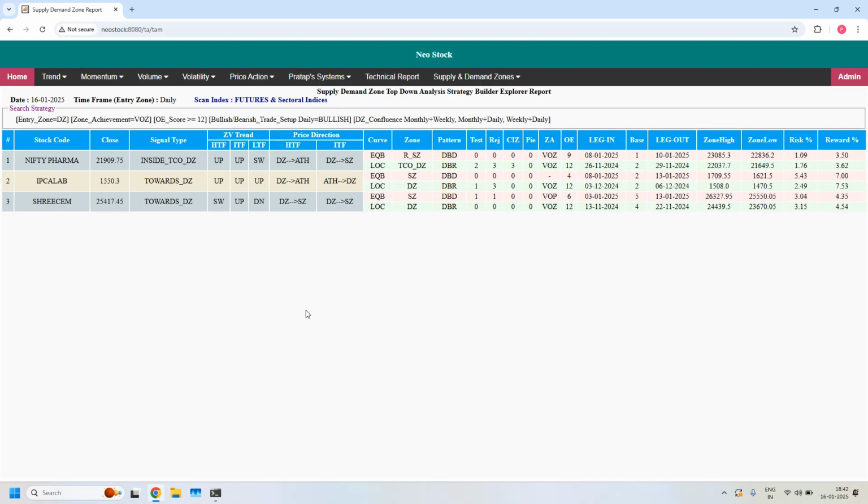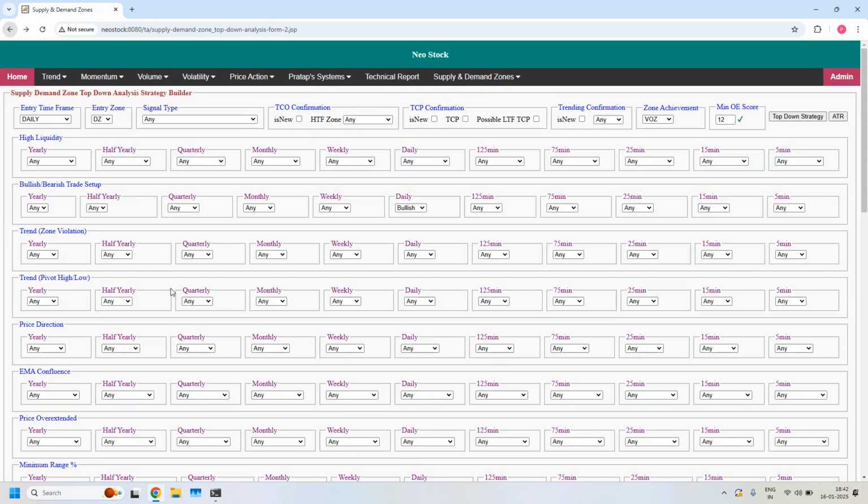That means all zones are part of monthly. And monthly trend is up for the first 2 stocks. If any of those first 2 stocks are having monthly EMA confluence, they are even more high probability trade setup supported stocks. Let us verify.